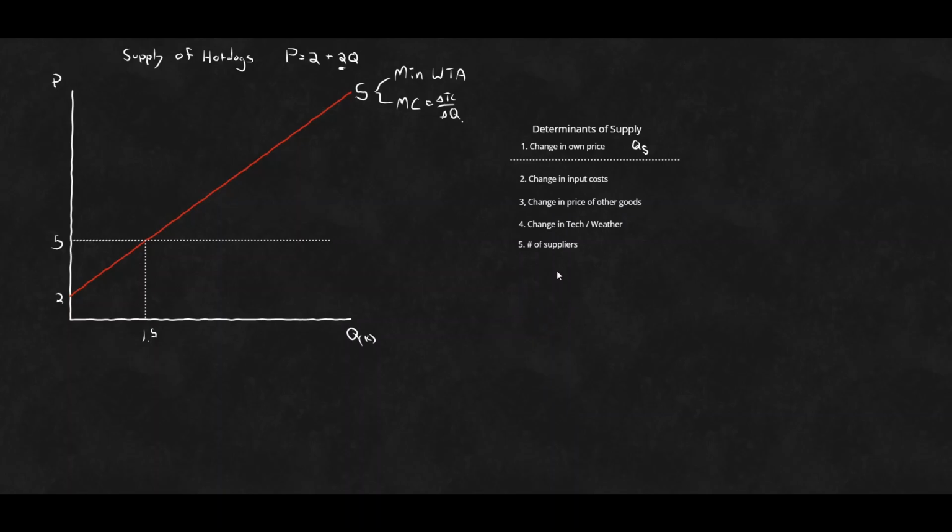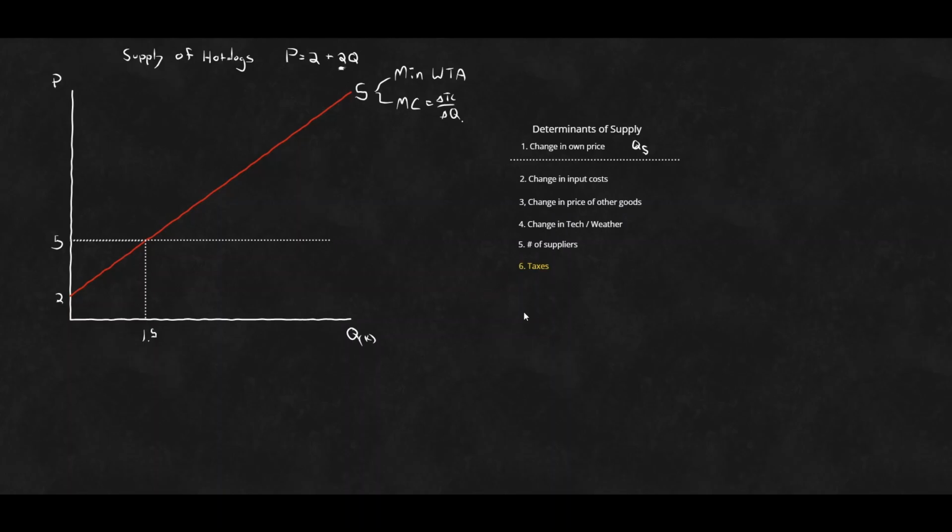Our fifth determinant of supply, just as how we got our market supply curve, and we've already talked about this, is the number of suppliers. If we have more firms making hot dogs, and hot dogs are entirely price taking, you don't see a difference between one type of hot dog and the next, then more firms making hot dogs means more supply. If we have fewer firms making hot dogs, we have less supply. So strictly more suppliers, more supply; fewer suppliers, less supply.